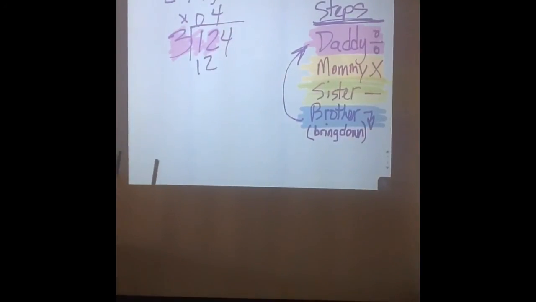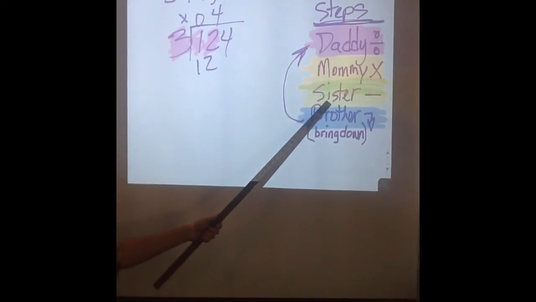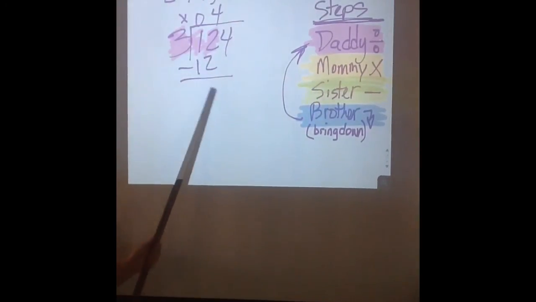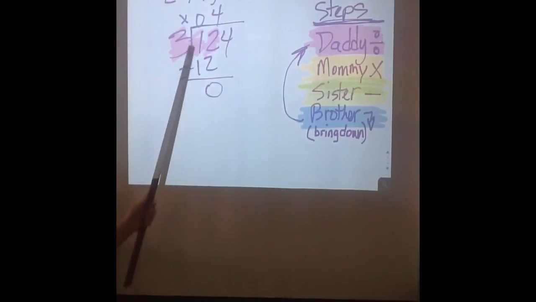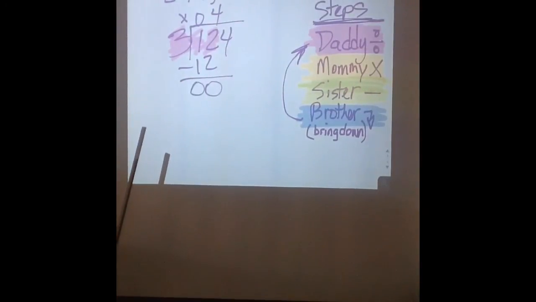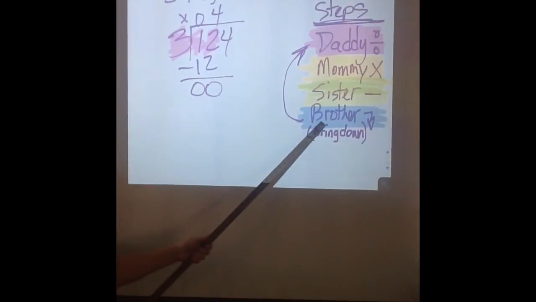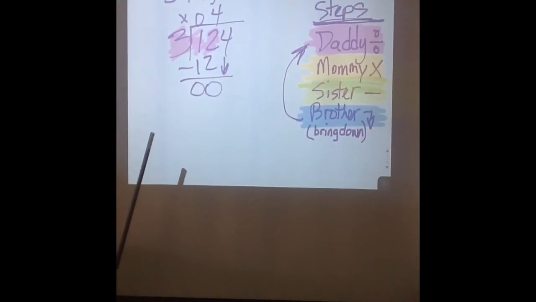Now what do we do? Sister subtract is what we do now. 2 away from 2 is 0. 1 away from 1 is 0. Now what do we do next? Brother bring down. So we have a 4. So we have how many dots? We have 1, 2, 3, 4 dots.